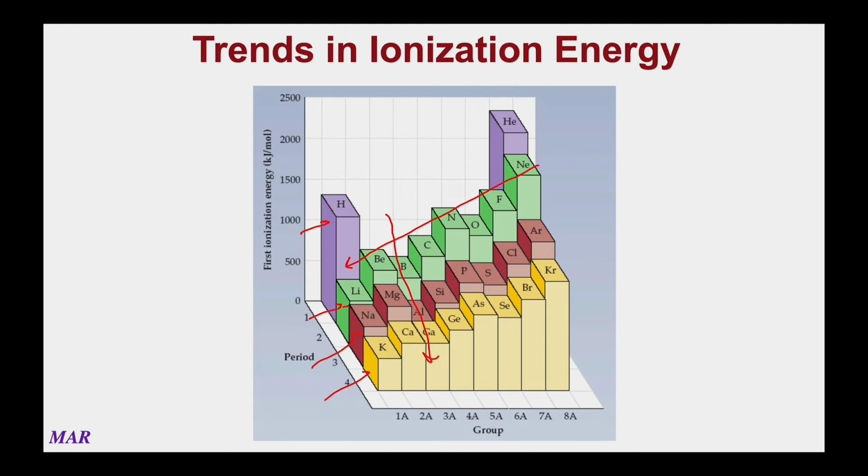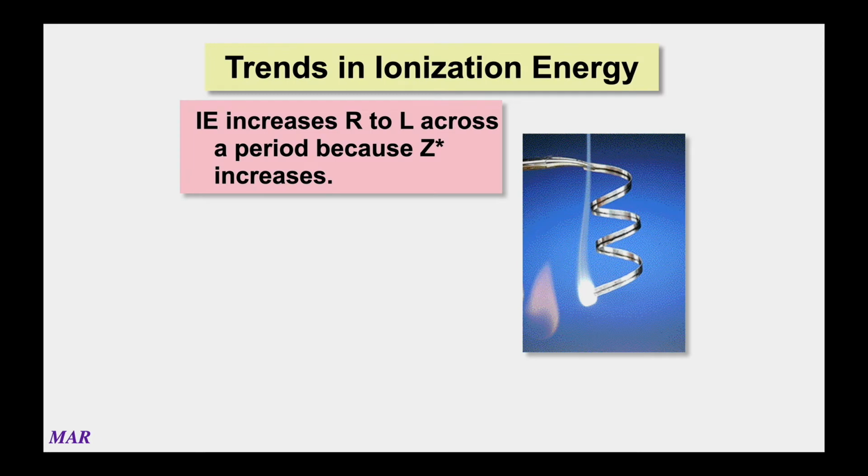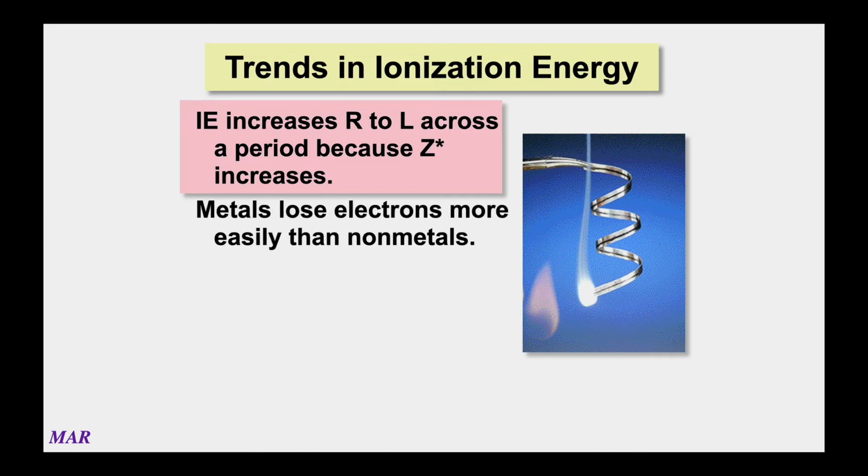And in theory, we could do the same thing with second ionization energy and see something kind of like this. So ionization energy increases as you go right across the periodic table. Z star is something called the effective nuclear charge. It is also increasing. Don't worry about that too much, but it's another factor that makes ionization energy bigger.